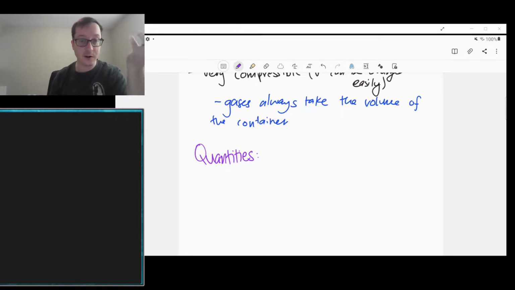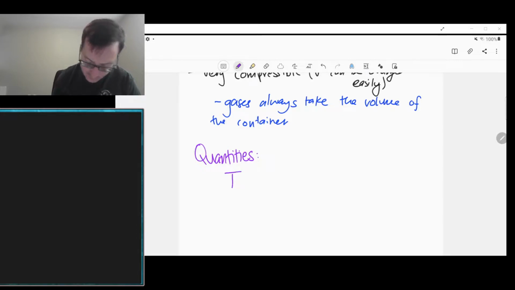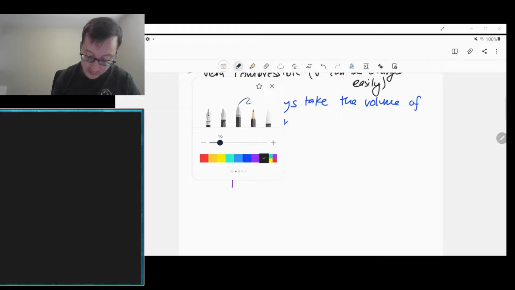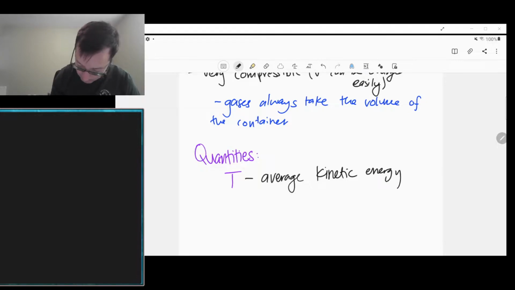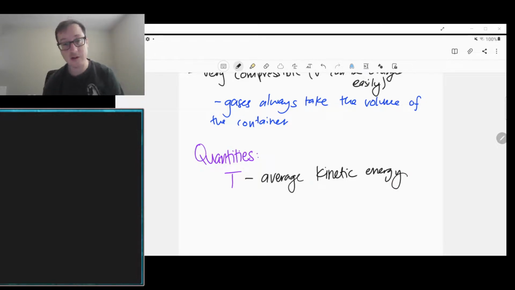We have four that we're going to be talking about, and we're going to start with the newest one last. So I'm going to start with the three that we already know. First one we could say maybe will be temperature. Temperature, as we're going to look at in more detail on Thursday, relates to the average kinetic energy of our system, of our gas.